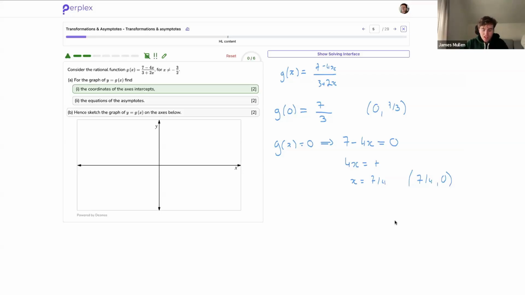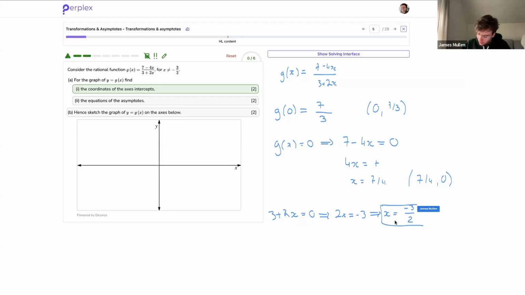Now we want to find the equations of any asymptotes. So I'm going to have a vertical asymptote when the denominator is 0. So 3 plus 2x is equal to 0, which means that 2x is equal to minus 3, or in other words, x is equal to minus 3 over 2.